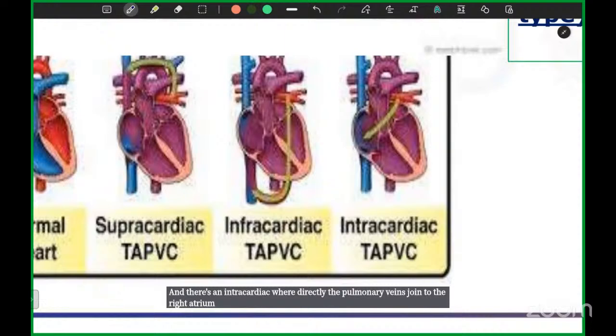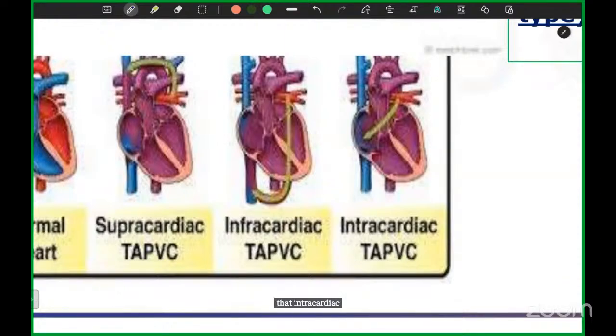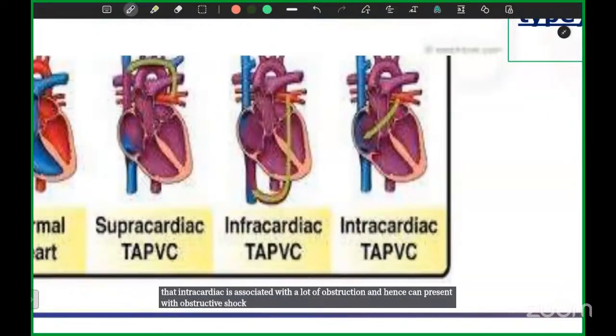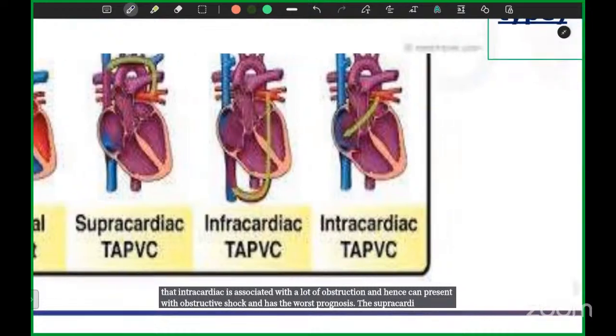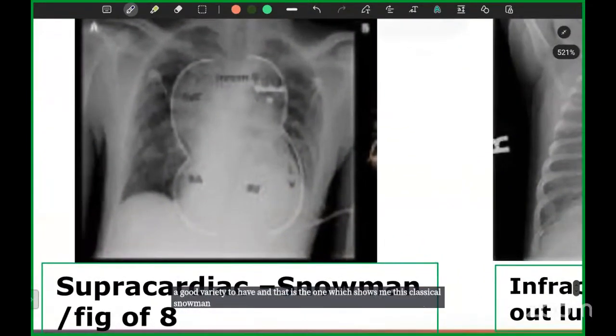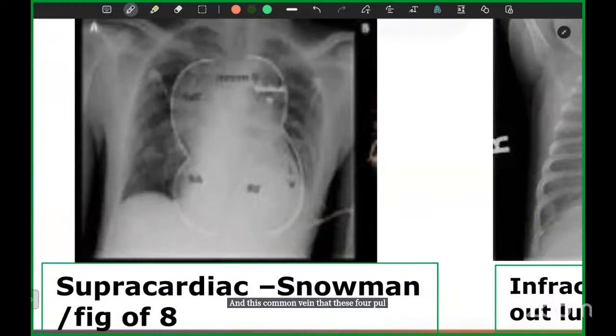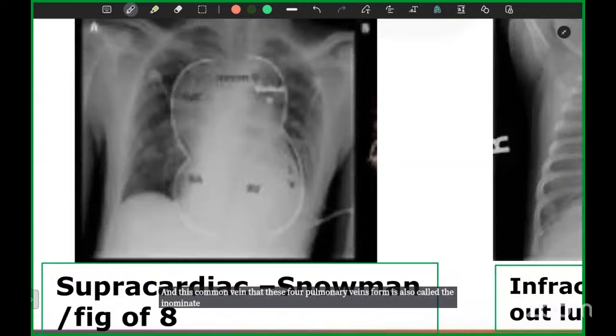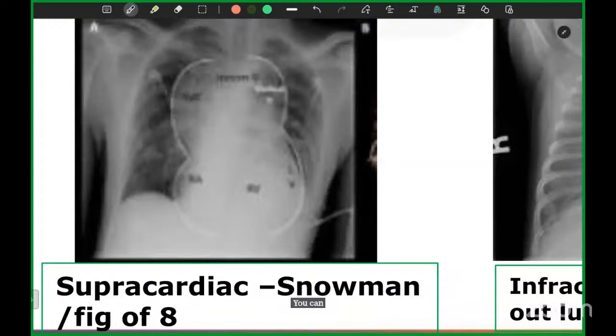At the level which I am targeting, I'll only tell you that infracardiac is associated with a lot of obstruction and hence can present with obstructive shock and has the worst prognosis. The supracardiac variety is a good variety to have, and that is the one which shows this classical snowman or figure of eight appearance. The common vein that these four pulmonary veins form is also called the innominate vein. This innominate vein receives the blood of all four pulmonary veins and drains to the right side of the heart. You can find very clearly that the right atrium is enlarged.